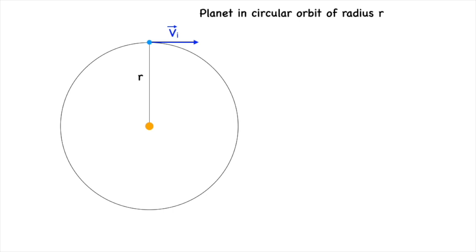Then we draw a velocity vector indicating the initial velocity of the planet in this thought experiment and label that vector v sub I. I would point out here that the velocity vector of a planet is always tangent to its orbital path, for it would be logically impossible for the velocity to be directed elsewhere.